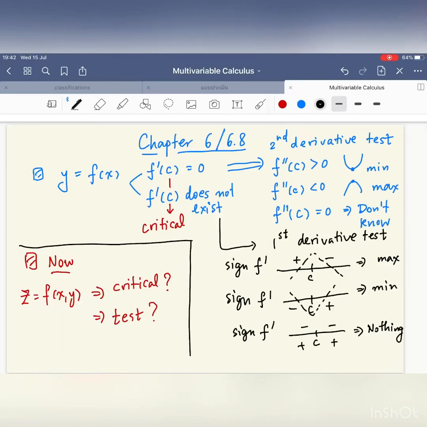Hello everybody. Today we are going to talk about chapter 6, in section 6.8.